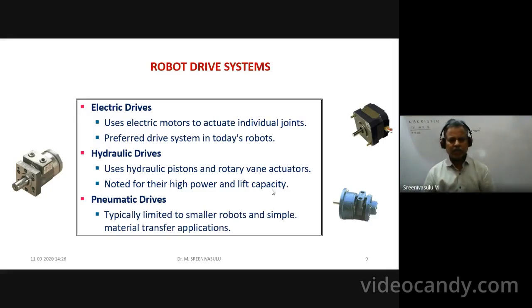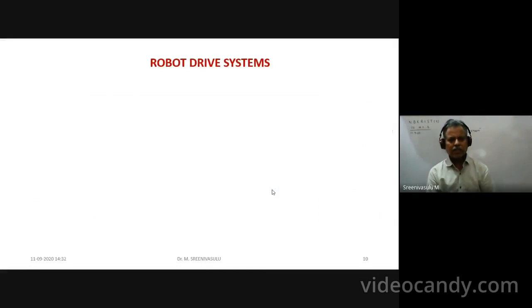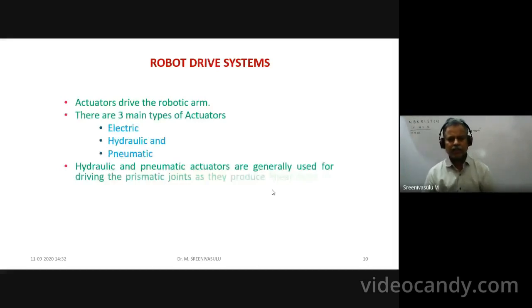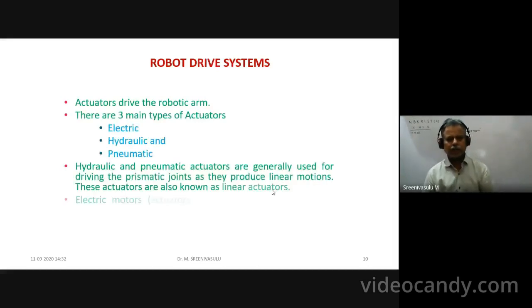Then coming to pneumatic, they are limited to smaller and simple robots. Basically, they have been put to use for material transfer applications. Material transfer in the sense we don't need such accuracy in motion. From one location to another location, the material is going to be moved. For such applications, we put them to use.